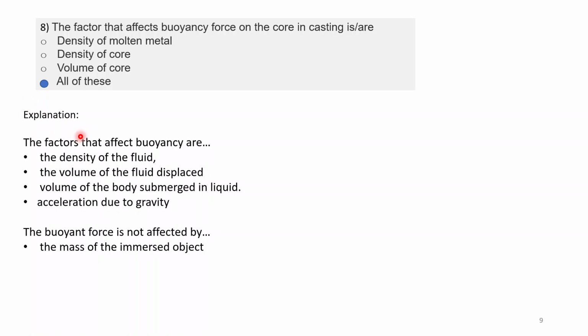Now the factors which affect this force are the density of the fluid, which will be your liquid metal that you are pouring, the volume of the fluid that is displaced, the volume of the body that is submerged in liquid, which is the core, and acceleration due to gravity. These all will be affecting this force, and this force is not affected by the mass of the immersed object.